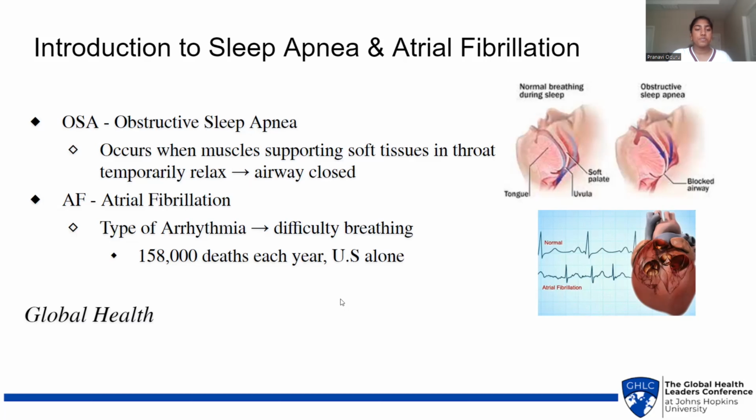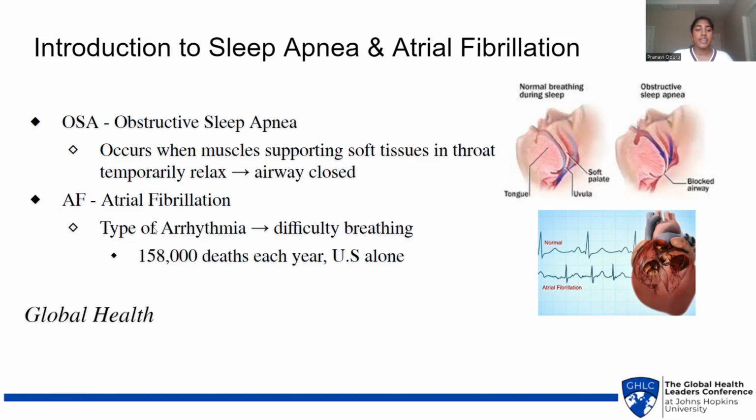In addition, atrial fibrillation is a type of arrhythmia, which is essentially the irregular beating of the heart, and it causes difficulty in breathing. As we see in the figure again to the right, a normal breathing pattern looks as so, whereas with atrial fibrillation, it's a more irregular pattern. Unfortunately, there are 158,000 deaths each year in the US alone from this condition.